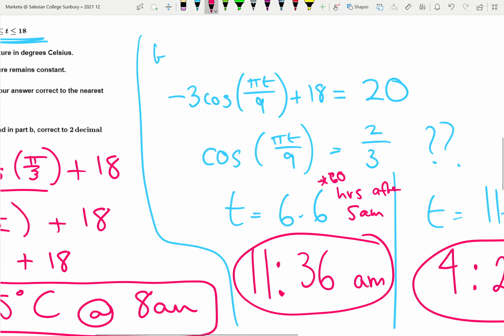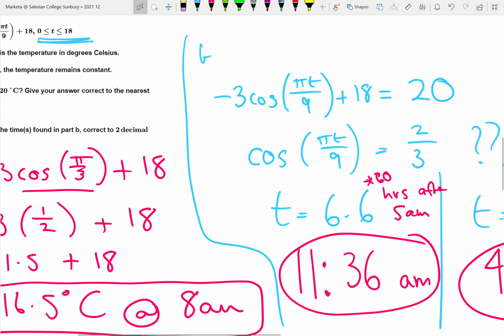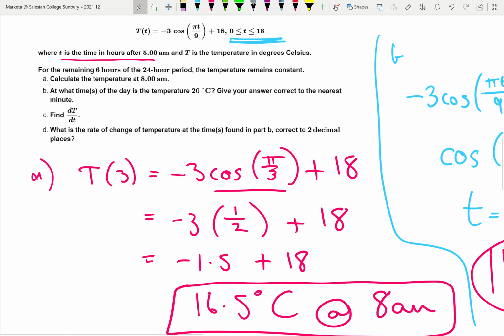So just make sure when you've got a question like that, you look at the domain and you also know that you answer it appropriately. So not 6.6 and 11.4, that's inappropriate.